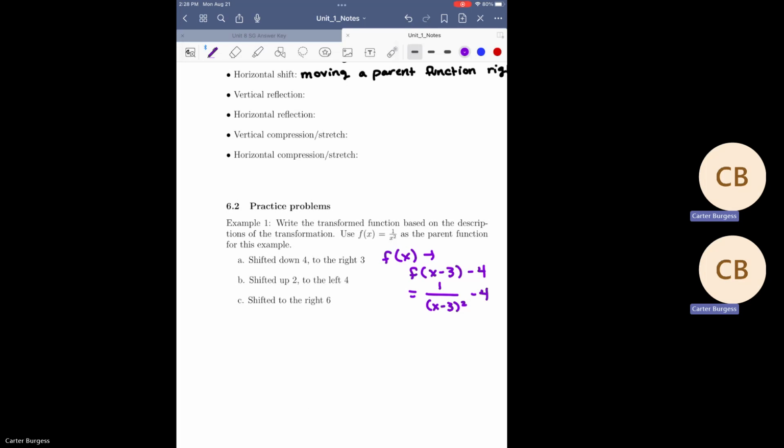So when you are doing the shifted up by 2, that up is going to be on the outside of the function. To the left by 4 is going to be on the inside. So it would be x in parentheses, x plus 4, and then on the outside. Oh, okay, you're good. Perfect.